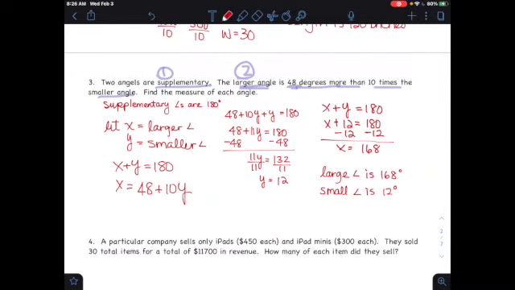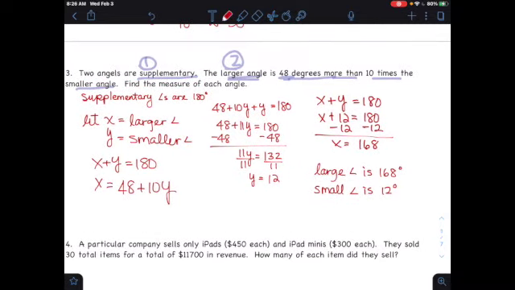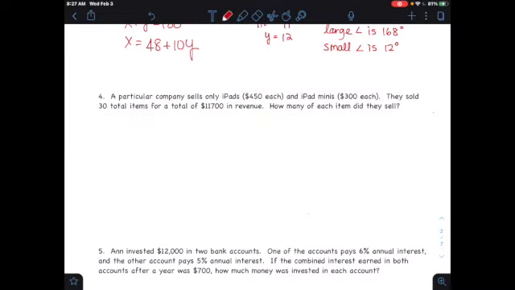So for example number 3, again, understand the definitions. What's a supplementary angle? Let statement, set up equations, solving, explain your answer. The large angle is 168 degrees and the small angle is 12 degrees. That's example number 3. Example number 4.